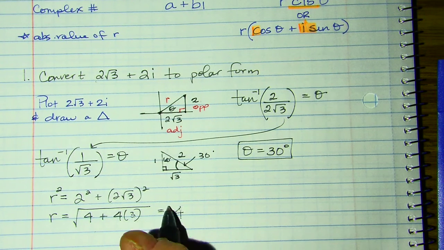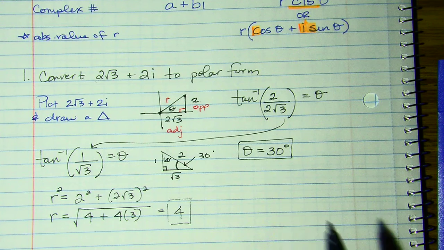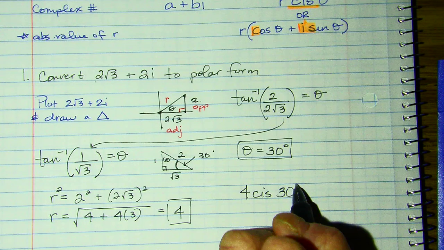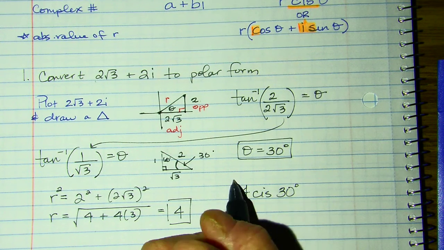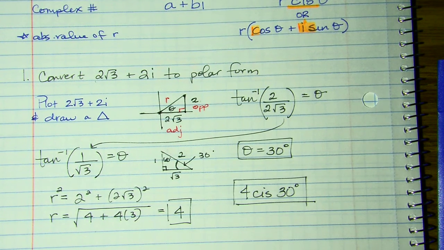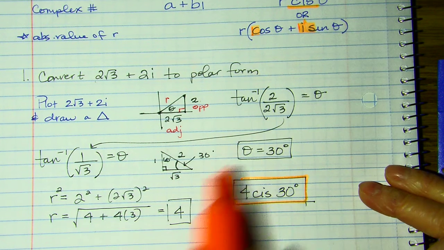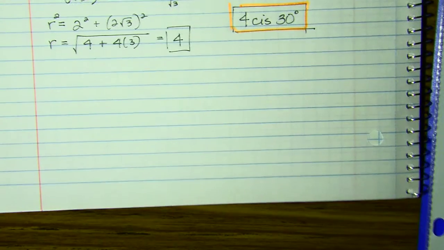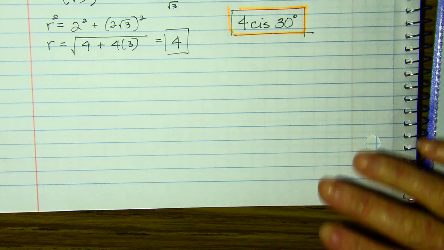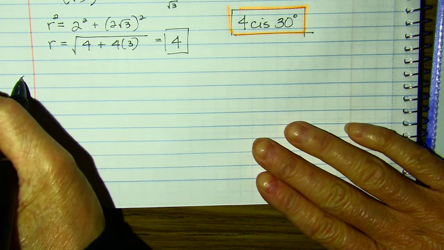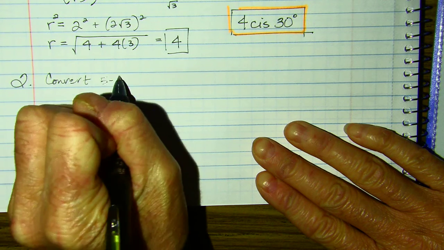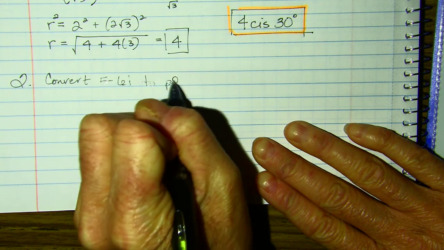So I can now write it in this form. So 4 CIS 30 degrees. We found 4 and we found theta, and so that is our final answer once I solved for theta and r. Okay? So I'm going to try another one before we move on to do the reverse. So number 2, convert 5 minus 6i to polar form.